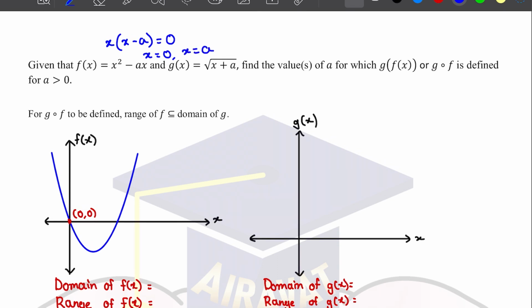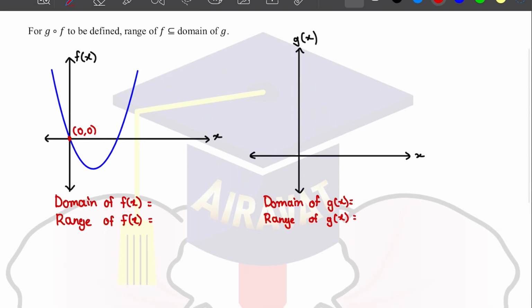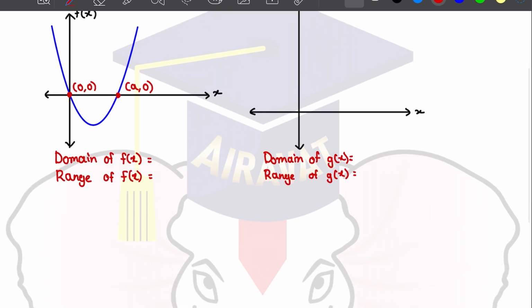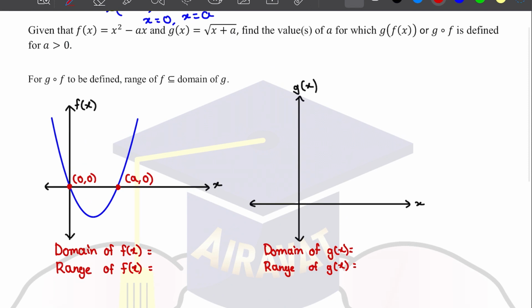So as you can see here, no matter what the value of a is, the graph of f of x will always pass through the origin. One of the x-intercepts is at the origin as labeled here, and the other one would be a, 0. Now let's see the graph of g of x.